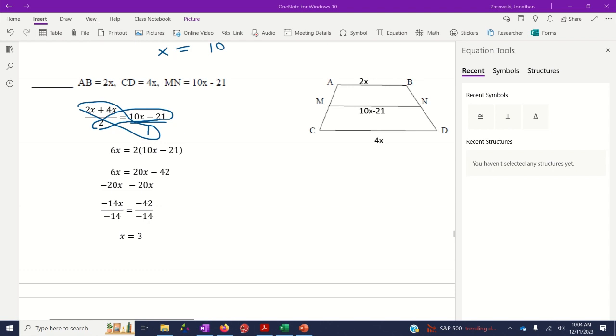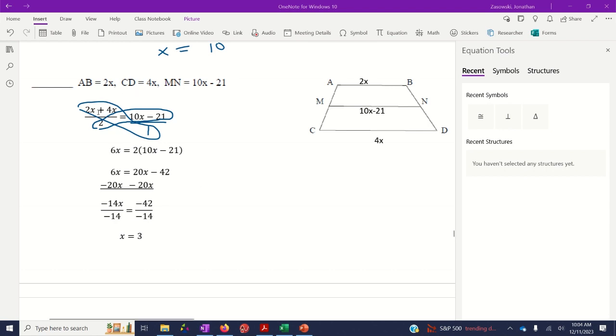Remember, we talked about first step, just cross multiply and combine like terms. If you wanted to add like terms and divide by 2, you could also do that. It's up to you. Here we'll get 6x equals 2 times 10x minus 21. So 6x equals 20x minus 42. Bring the 20x back and then divide by negative 14.